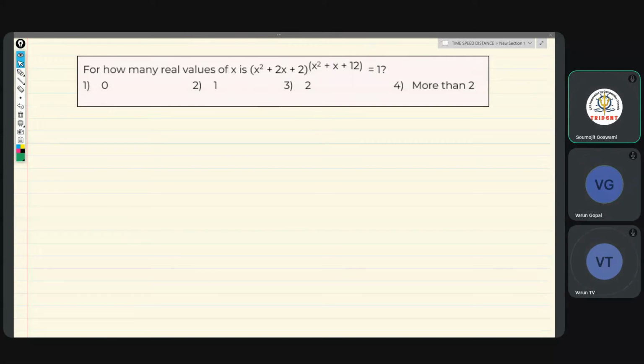This is a very important question, a very good question. The type of question that has been tested in CAT also, not exactly the same one, but a similar question has been tested in CAT in 2022, if I'm not mistaken.